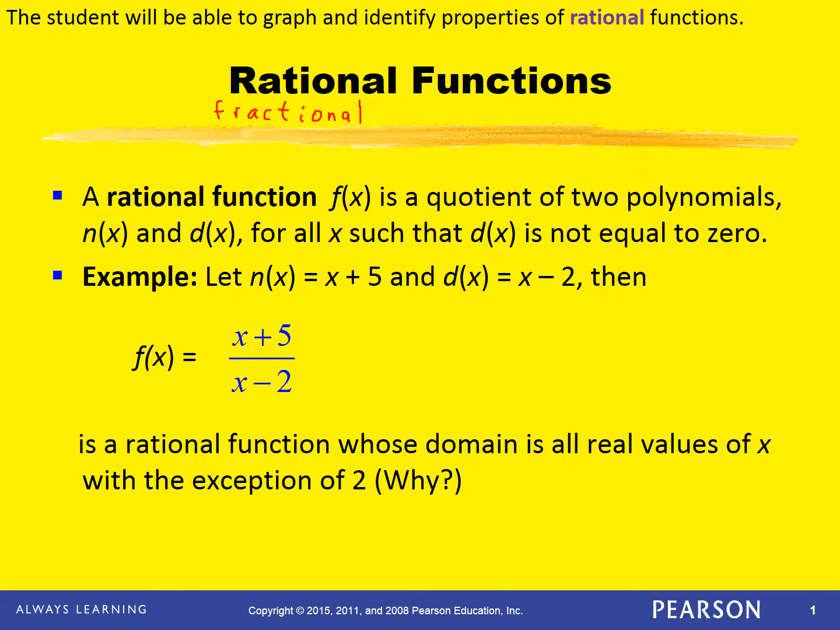You can write it as integer over integer. A rational function is fractional. You can write it as polynomial over polynomial. Okay? So polynomial over polynomial, and the top polynomial we could call n of x, and the polynomial in the denominator d of x.